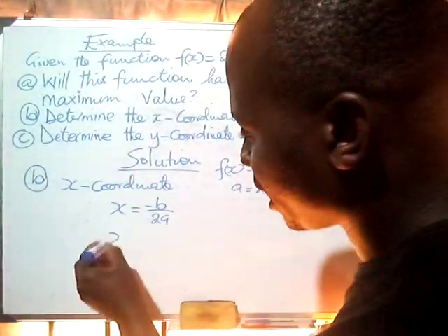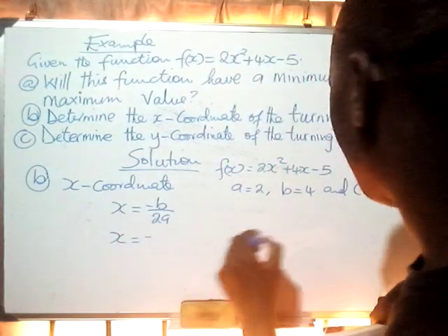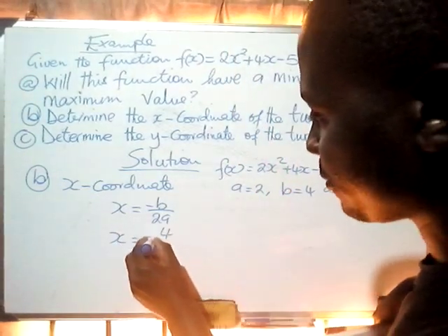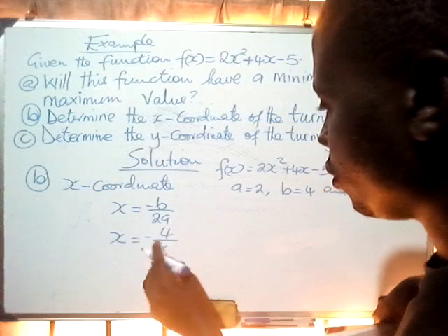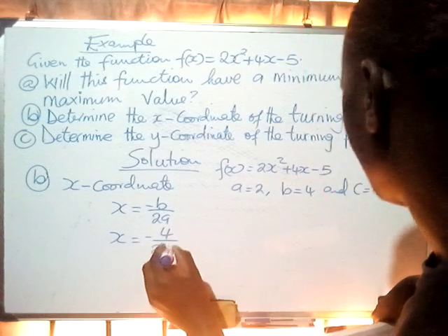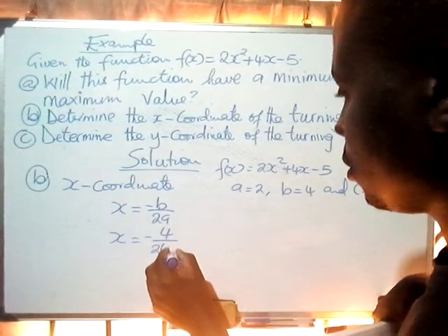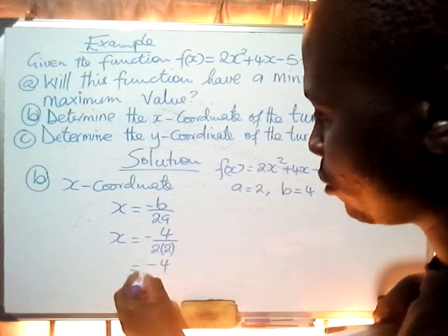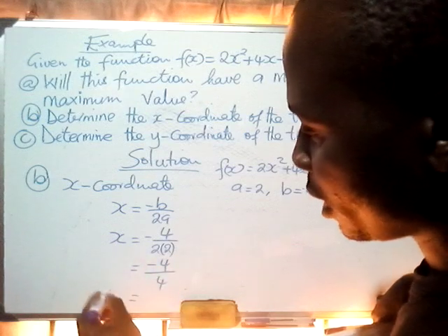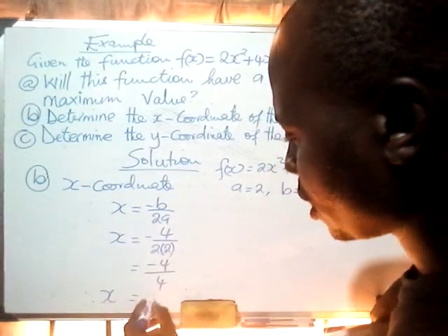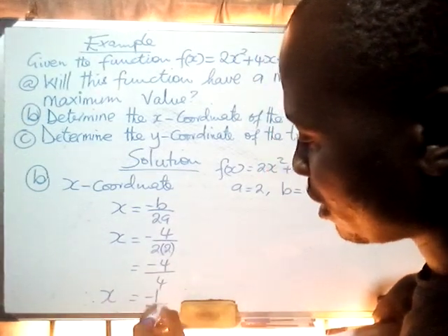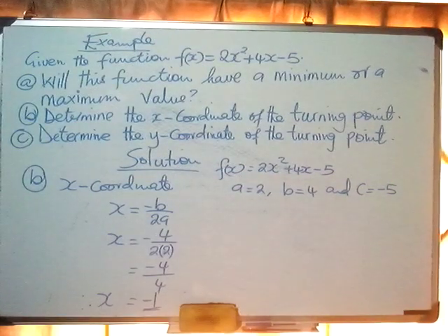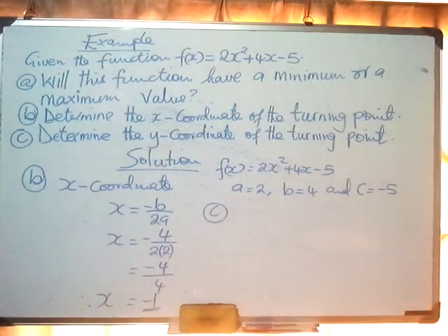So the x-coordinate will be negative b, which is 4, over 2 times 2. So we are going to have negative 4 over 4, and therefore the value of x will be negative 1. That is the value of x at the turning point. The answer is -1. Let's go to question number C.